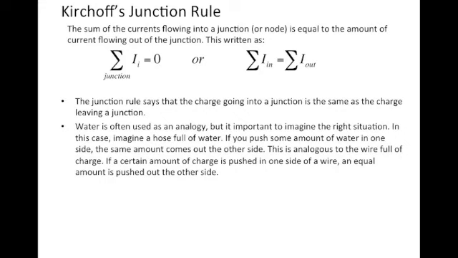A useful analogy is to think of water in a hose, but you want to have the right analogy. So you want to think of a hose full of water. If you imagine putting a little more water into the hose, a little water will come out the other end, the same amount. That's essentially what the junction rule is saying.